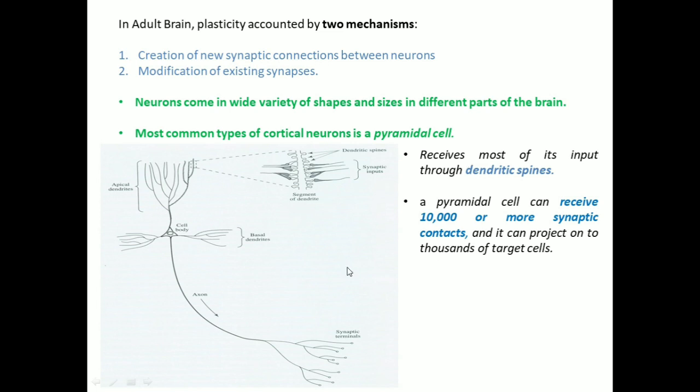The pyramidal cell receives most of its inputs through the dendritic spines. If you see here, these are the dendritic spines, these are the synaptic inputs, and these are the segments of the dendrite. Another fact about the pyramidal cell is that it can receive 10,000 or more synaptic contacts and it can project onto thousands of target cells. Here these are called apical dendrites, these are basal dendrites, this is the cell body, this is the axon, and these are synaptic terminals.